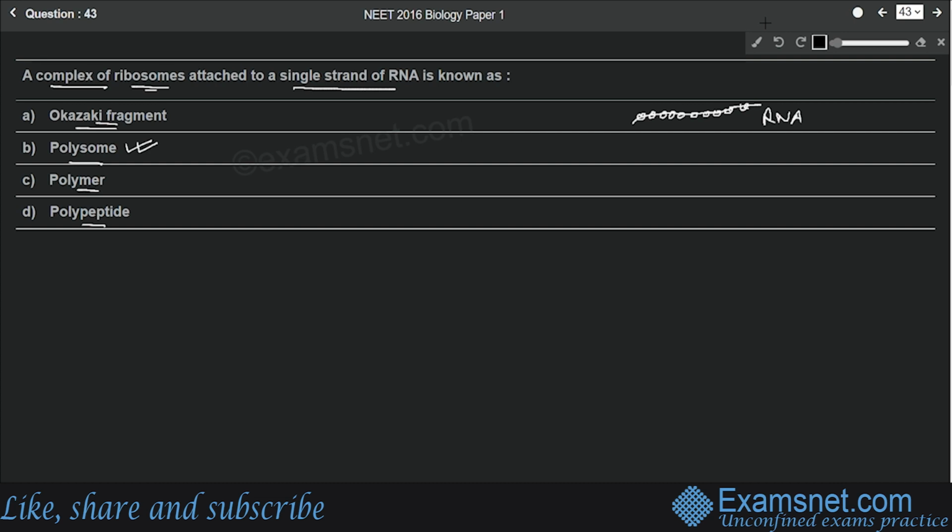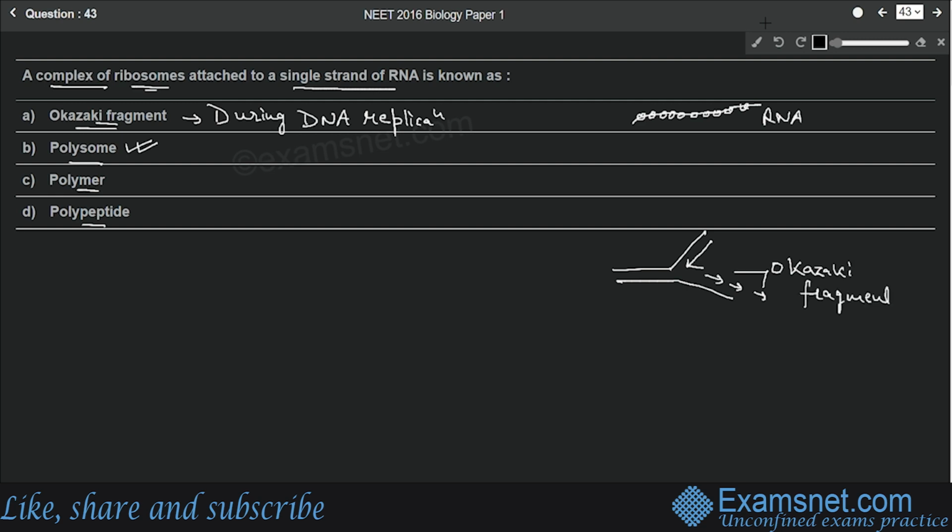What are Okazaki fragments? These are the fragments that are formed during DNA replication in the lagging strand. For example, if this is your DNA and replication is taking place, one is the continuous strand and the other is the lagging strand. So these are the Okazaki fragments. Right. Polypeptide is a long chain of amino acids. So the correct answer is option B. Others are not correct.